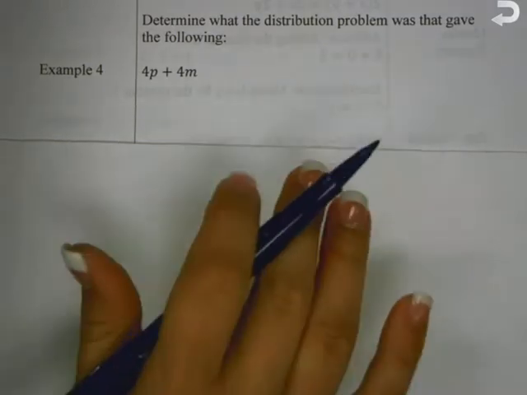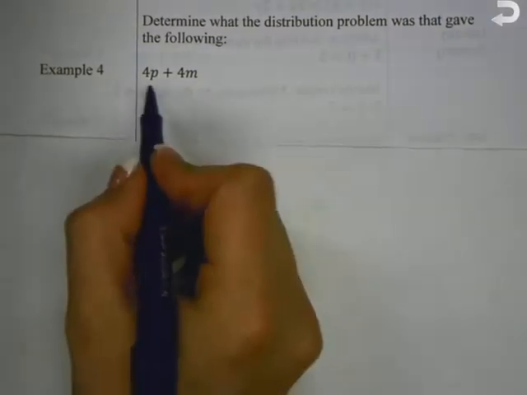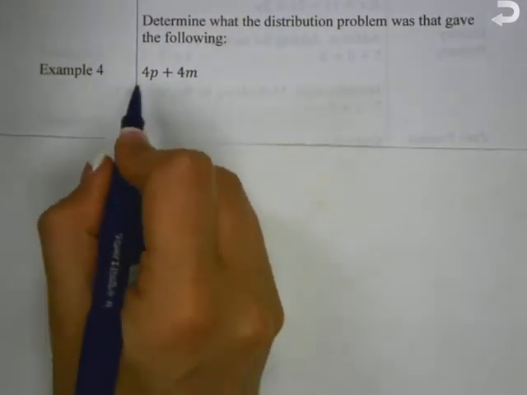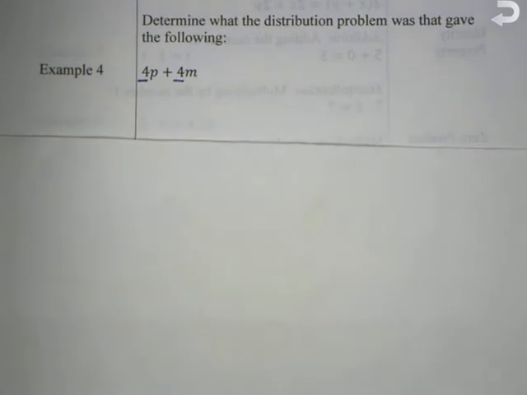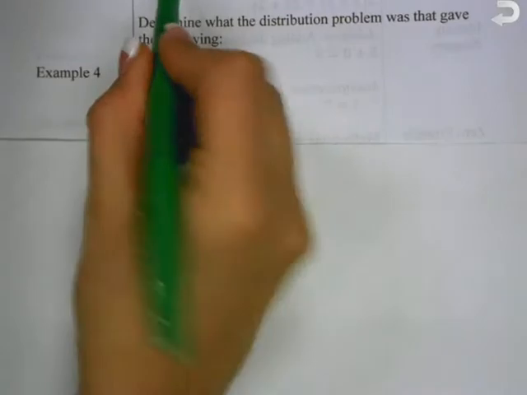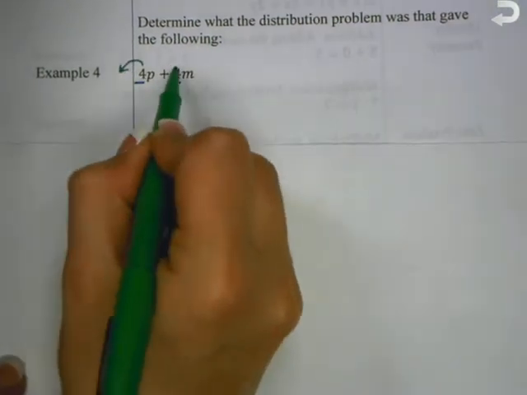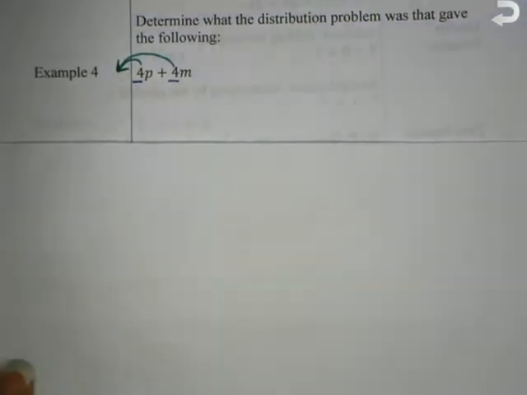So what was our first step? Underline the common factor. What's the common factor here? What do they have in common? 4. They both have 4, right? So we're going to underline the 4s. Okay, so that was step 1. What was step 2? Move the common factor to the front. Good. So we're going to take those 4s, and I'm going to draw arrows going outside this time. And we're moving the 4s to the front.